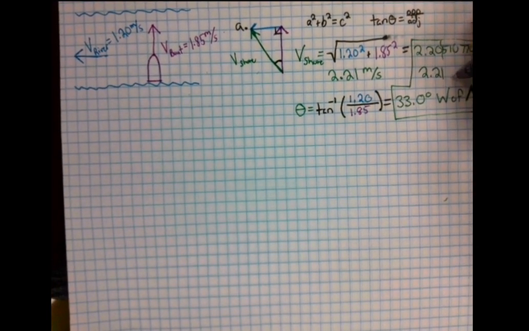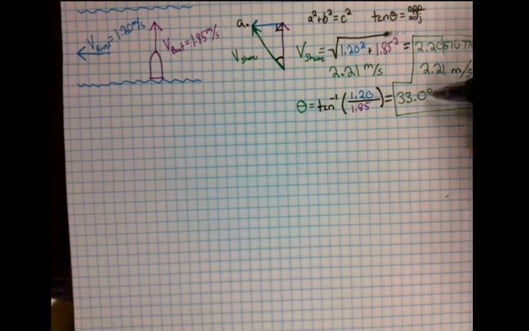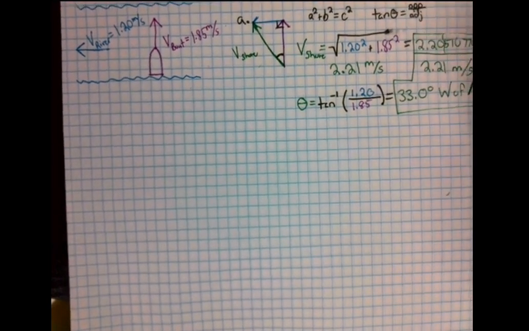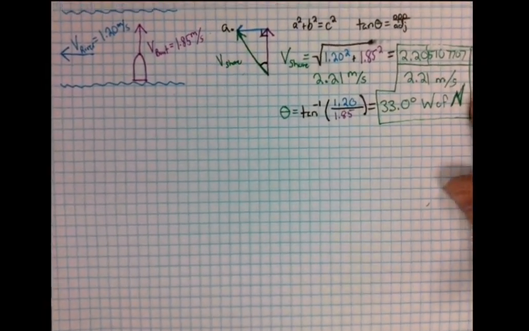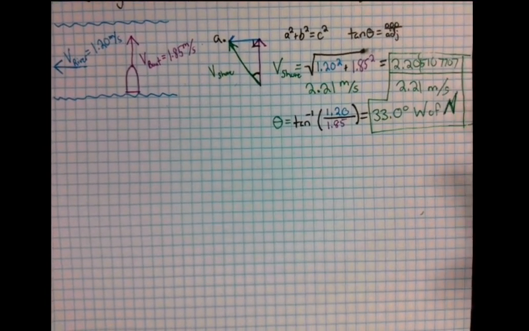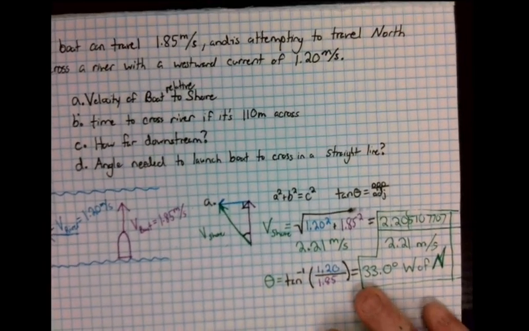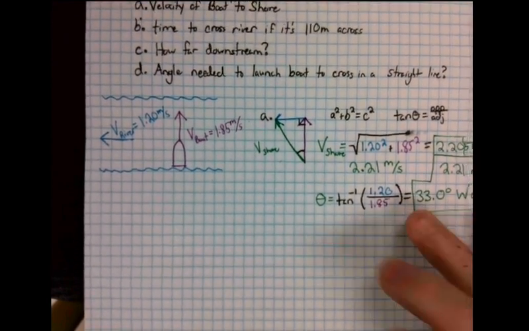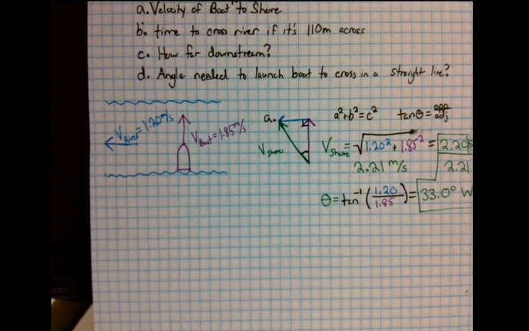2.21 meters per second at, we can ignore that top part. This piece right here is the answer to part A of our question, the velocity of the boat relative to someone on the shore. Okay, now we've got letter B.